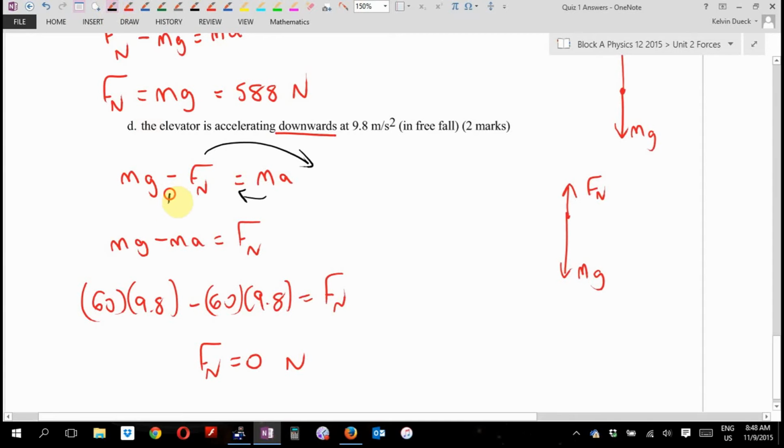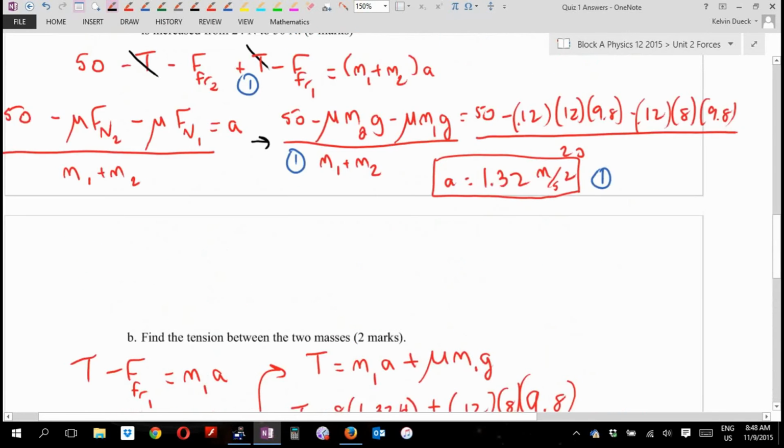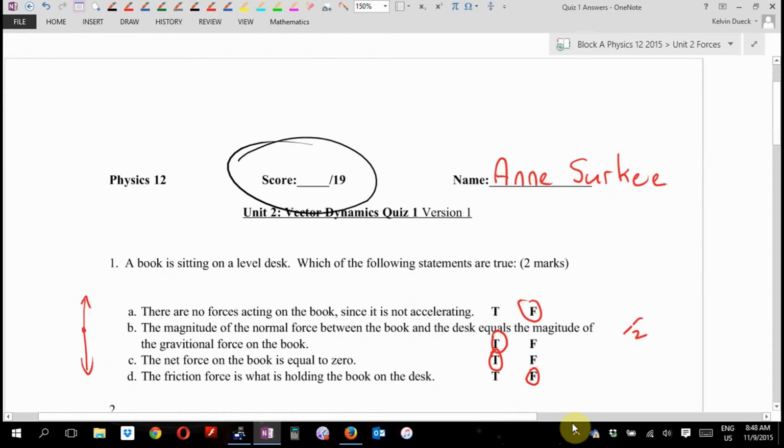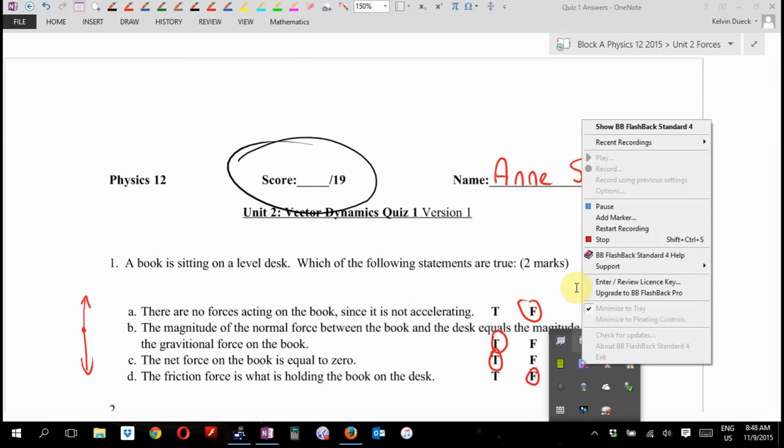As usual, 1 mark, half mark, half mark. But if you got the right answer, 2 out of 2. Could you give yourself a lovely score, please, out of 19? And if you need to come talk with me, now is the time.